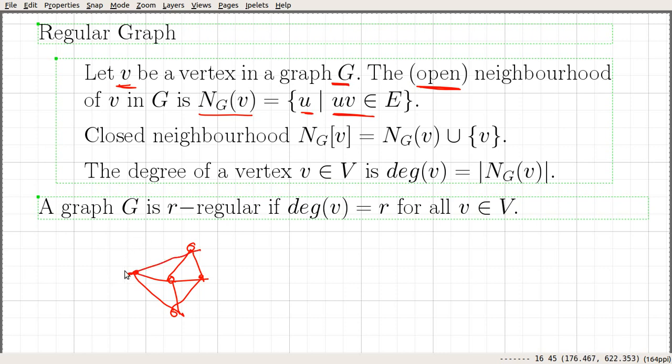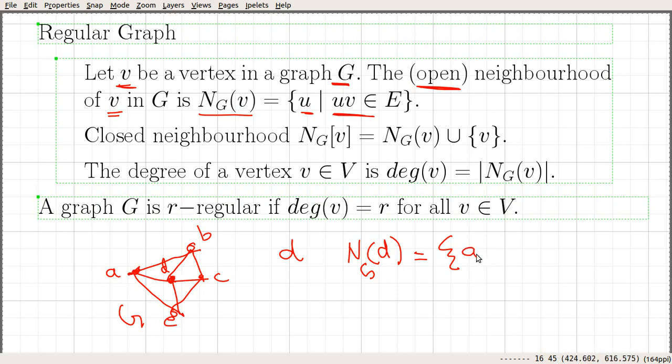And let me label those vertices as A, B, C, D, E. So let's consider vertex D. In this case V is D, and let this graph be G. Then the open neighborhood of D in G is going to be equal to the set of all vertices adjacent to D. If we consider this vertex, we can see that A is adjacent to D.